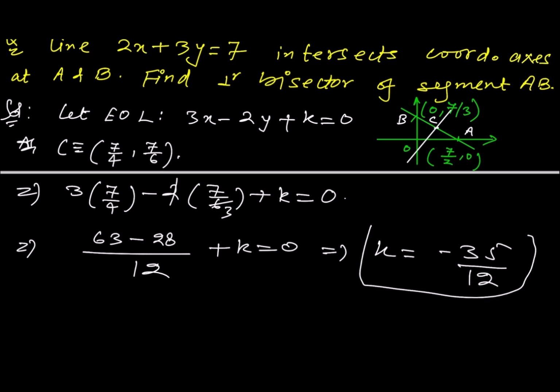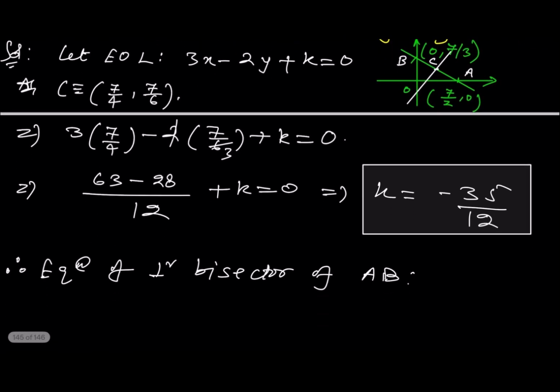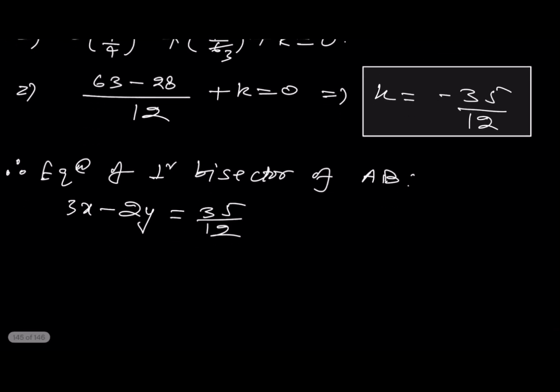Right? So the equation of the perpendicular bisector of AB is 3x minus 2y is equal to 35 by 12, or 36x minus 24y minus 35 is equal to 0.